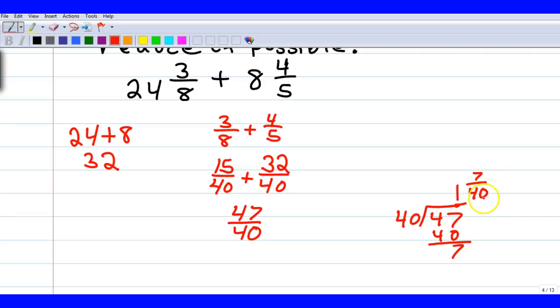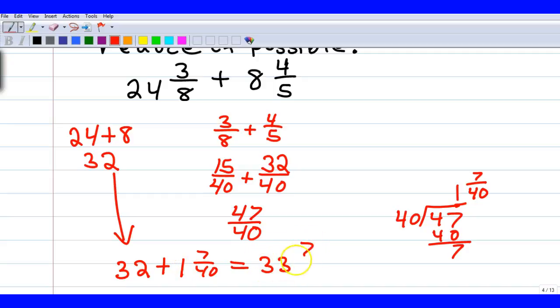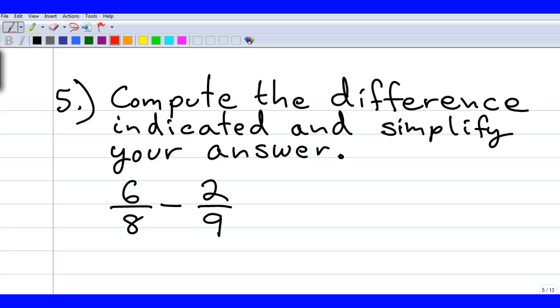and 7/40. I'll take this and bring it back over and add it back to the original 32, so that I have 32 from above, plus now the 1 and 7/40, which ends up equaling 32 plus 1 to equal a 33 and 7/40 for my final answer.